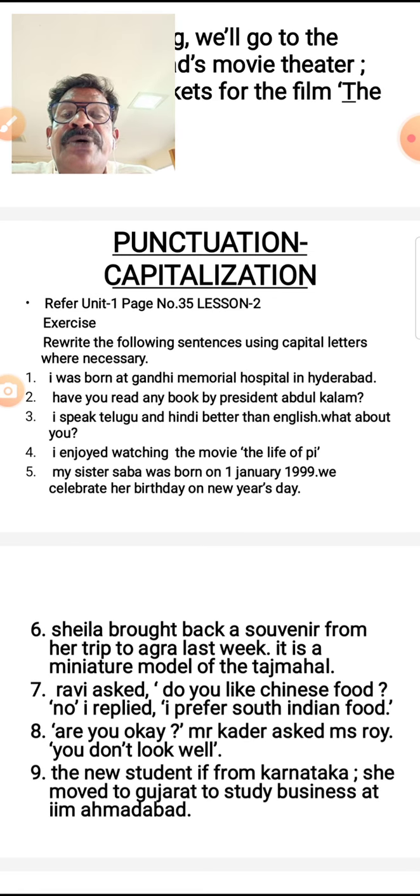Number 1, I was born at Gandhi Memorial Hospital in Hyderabad. Look at the sentence, how it began, and Gandhi Memorial Hospital in Hyderabad. Have you read the second sentence? Have you read any book by President Abdul Kalam? Number 3, I speak Telugu and Hindi better than English. What about you? Number 4, I enjoyed watching the movie The Life of Pi. Number 5, my sister Saba was born on 1st January 1999. We celebrate her birthday on New Year's Day.